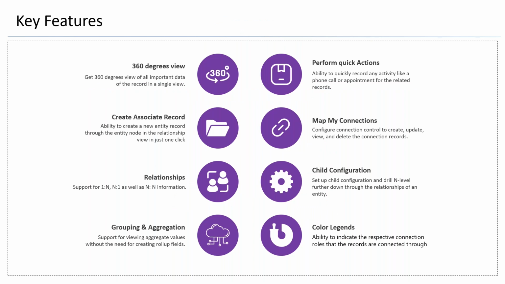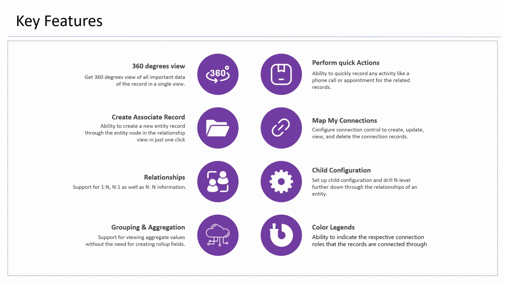So similar to Kanban, let's have a glance through the key features of Map My Relationships. It presents you the overall 360 degrees view of the data that you actually wish to see in the map. You can also perform any quick activities like creating an email, appointment, task, etc. straight from within the relationship map itself. Along with this, you can also create an associated record just in a single click through a node.